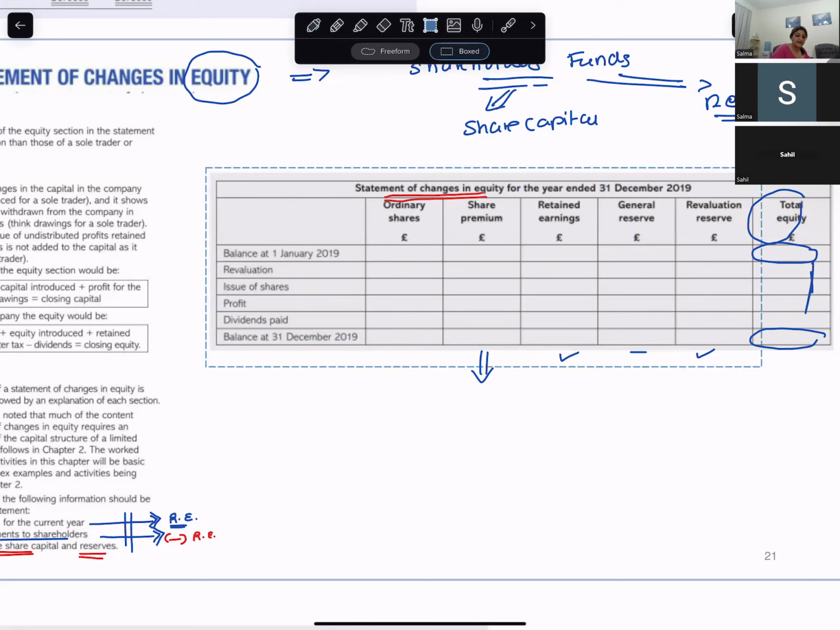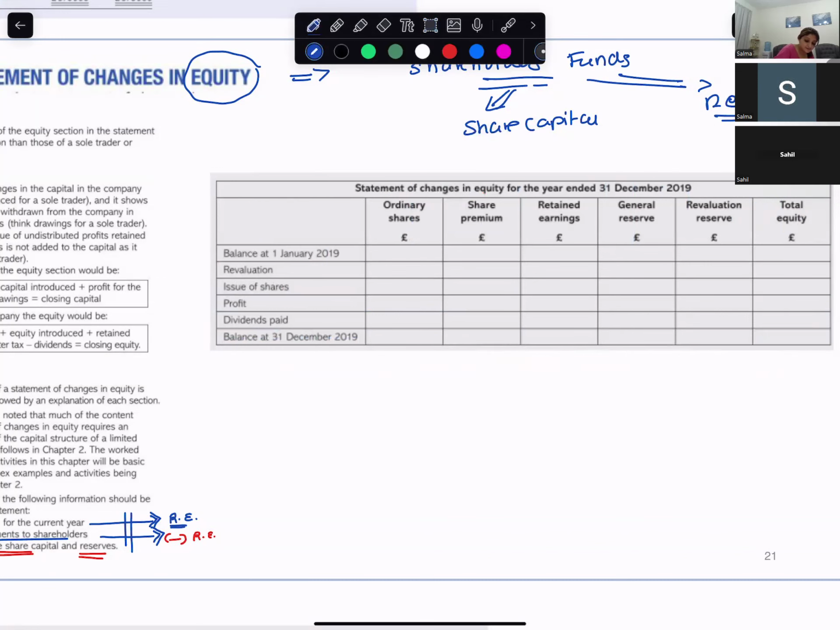Can you tell me how many types of shares we have? Two. What are the two types of shares that we have? Ordinary and premium. Wait. Have it written down. Preference. Understand, preference shareholders have nothing to do with the extra profit that the company generates. They are people who will receive a fixed rate. What I have to do in the statement of changes in equity is only and only for the ordinary shareholders.